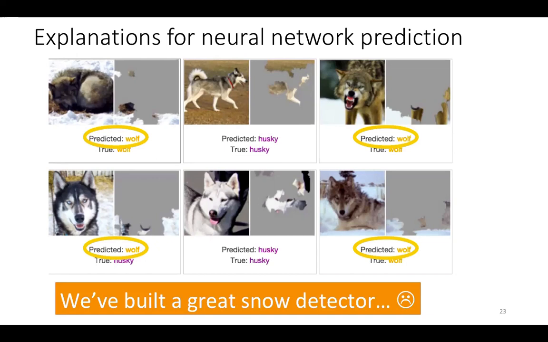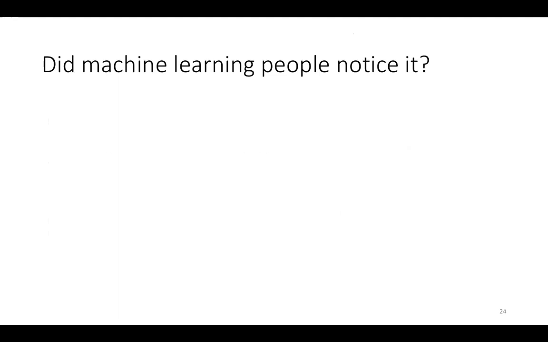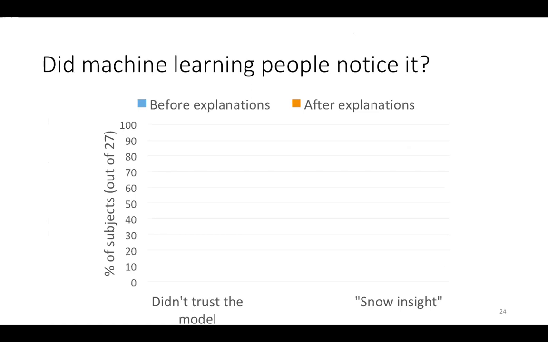This is how LIME tries to generate explanations for very well-known and highly potent black box prediction algorithms, which many times give a very high accuracy, but whose trustworthiness seems to be questionable. So the question is, did machine learning people notice this? Okay, so let's see what happens.